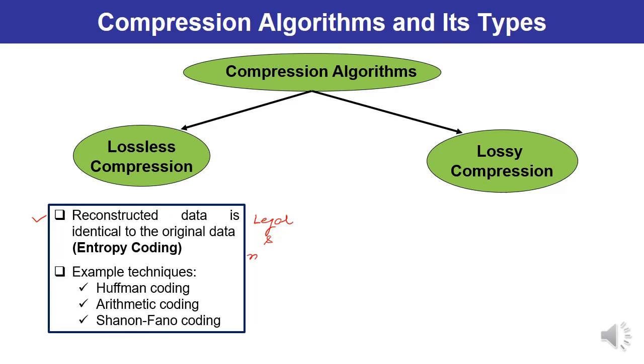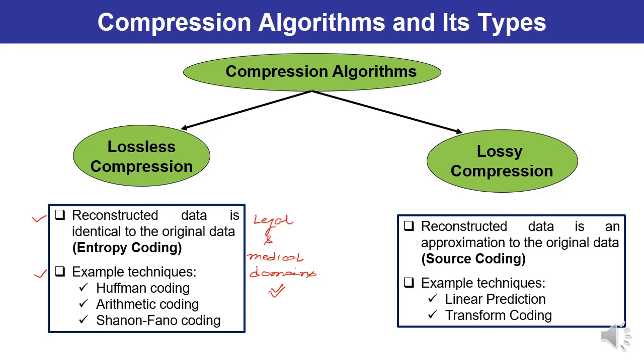In legal and medical domain, you can understand no loss of information can be tolerated in the case of the medical domains. The exact information, exact data of any particular person must be observed by the doctor, then only it is helpful. Some of the examples of lossless compression are Huffman coding, arithmetic coding, Shannon-Fano coding. Some of the codings you have already studied and some you are going to study in the coming lectures.